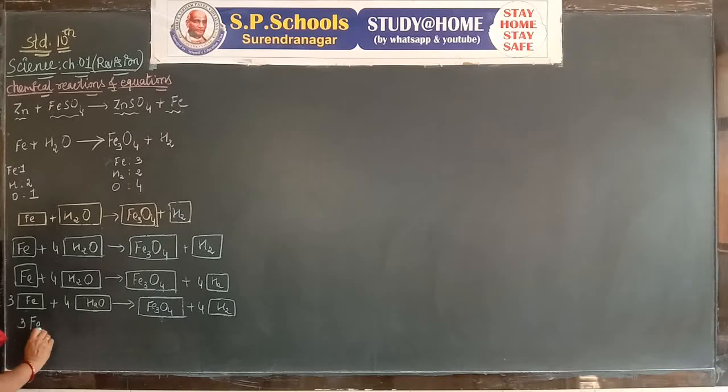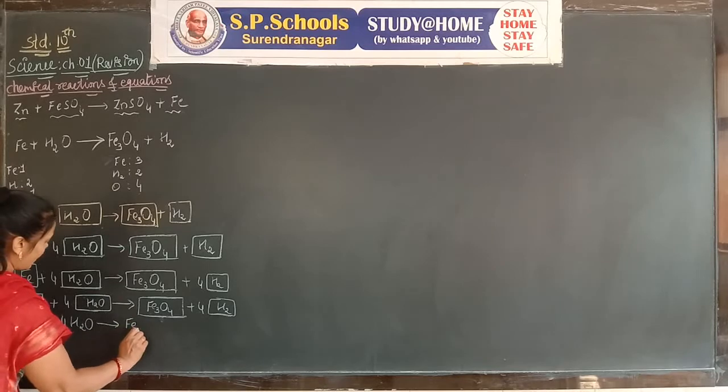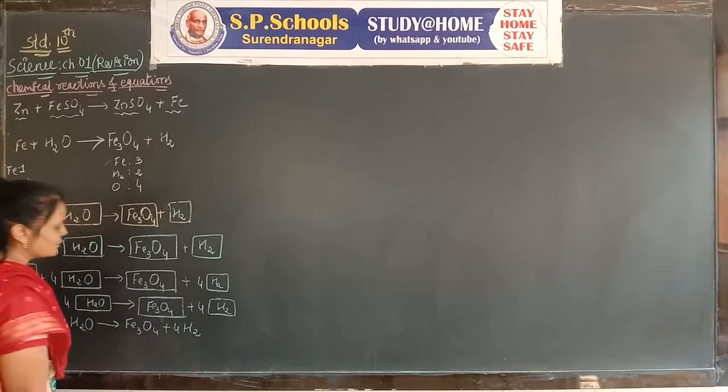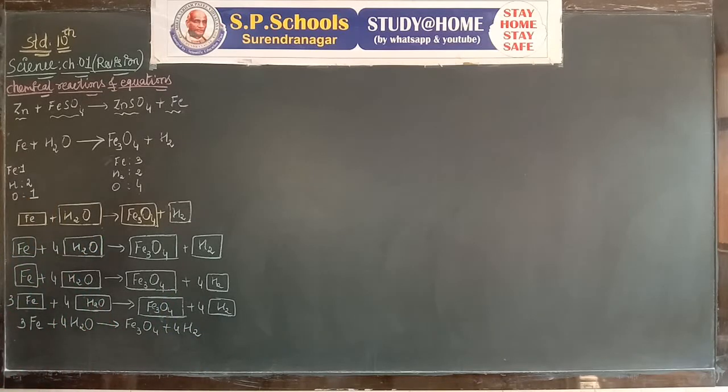We remove the boxes. 3Fe plus 4H2O gives us Fe3O4 plus 4H2. You have to care about the balance of the equation. If you don't balance the equation, you will lose marks. So you will be careful about balancing the equation. After completing the balancing of the equation, we give the physical states for the equation.